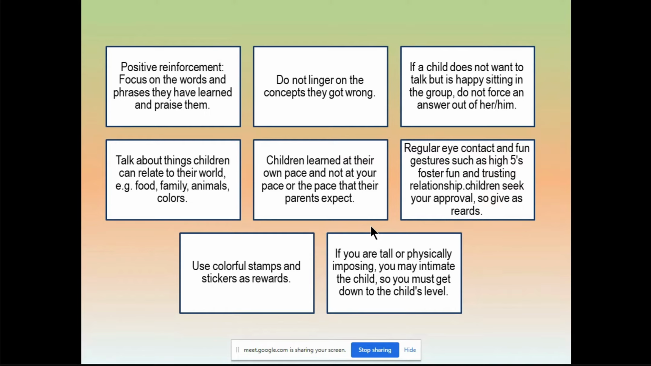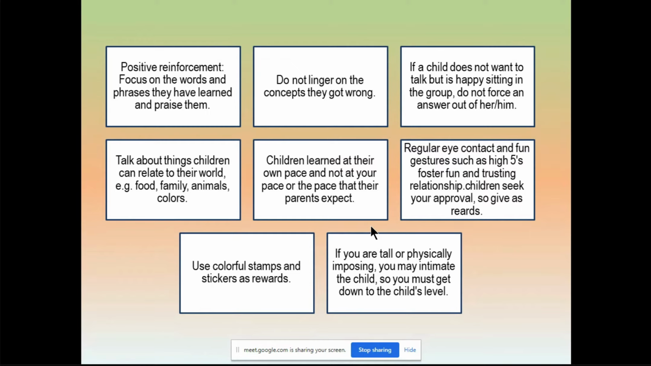Talk about things children can relate to in their world: food, family, animals, and colors. You can ask them, especially if you are talking one by one, what is your favorite food? Me too, I like to eat that. What is the name of your pet? You could ask them that.